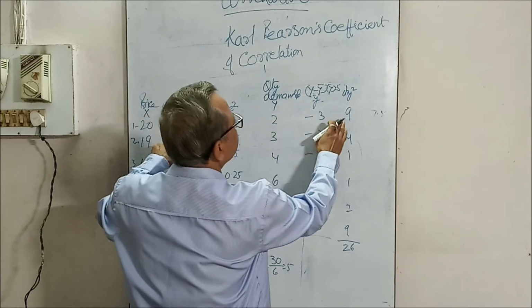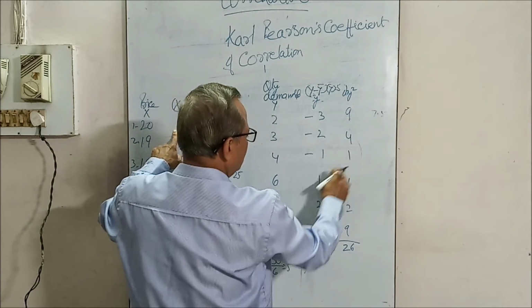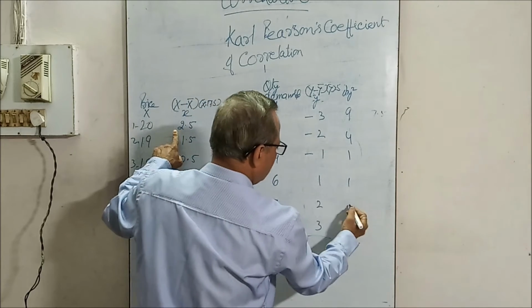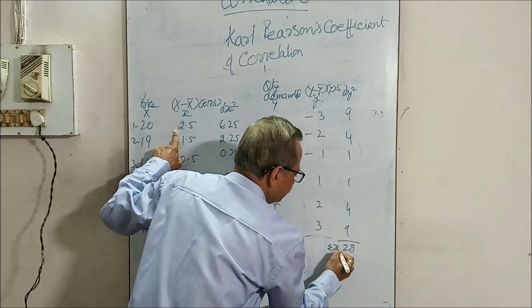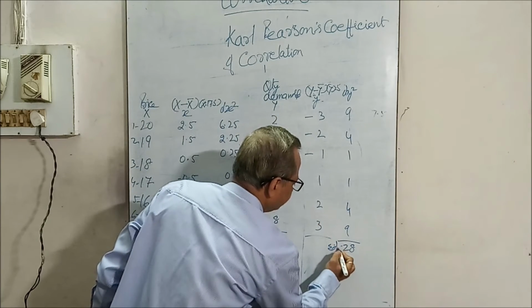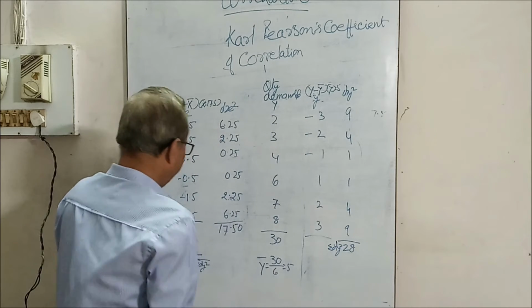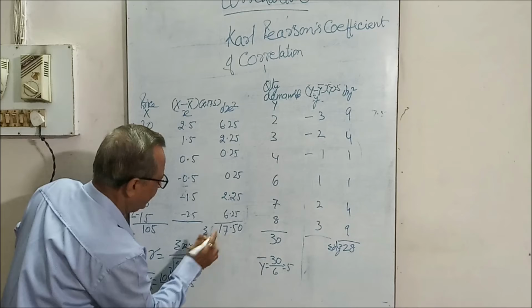y square: 3 3s are 9, 2 2s are 4, 1 is 1, 1 is 1, 2 2s are 4, and 3 3s are 9. This is 28. This is dy square, and the other is dx square. Yeah, you can write dx square.